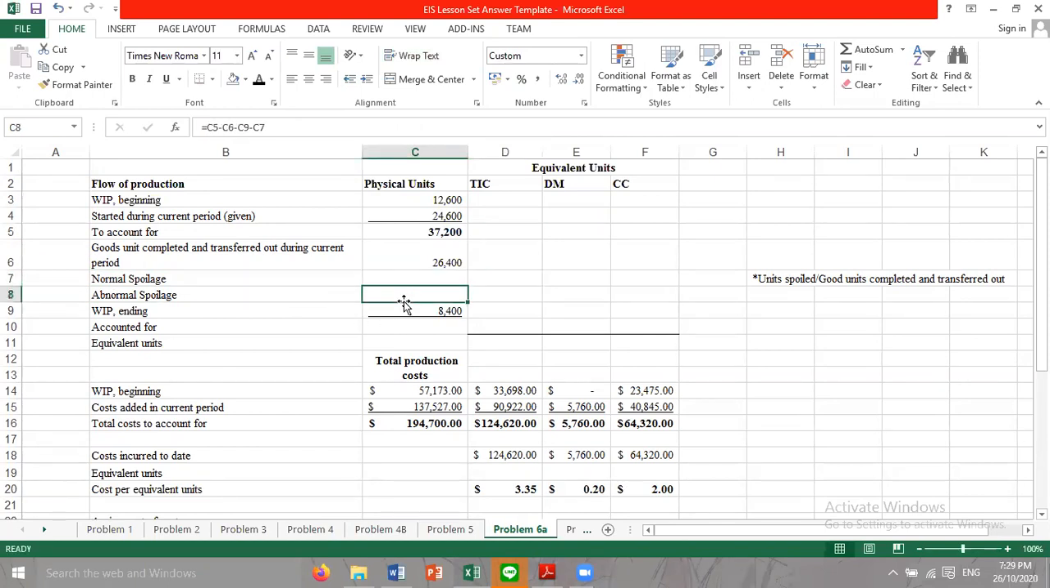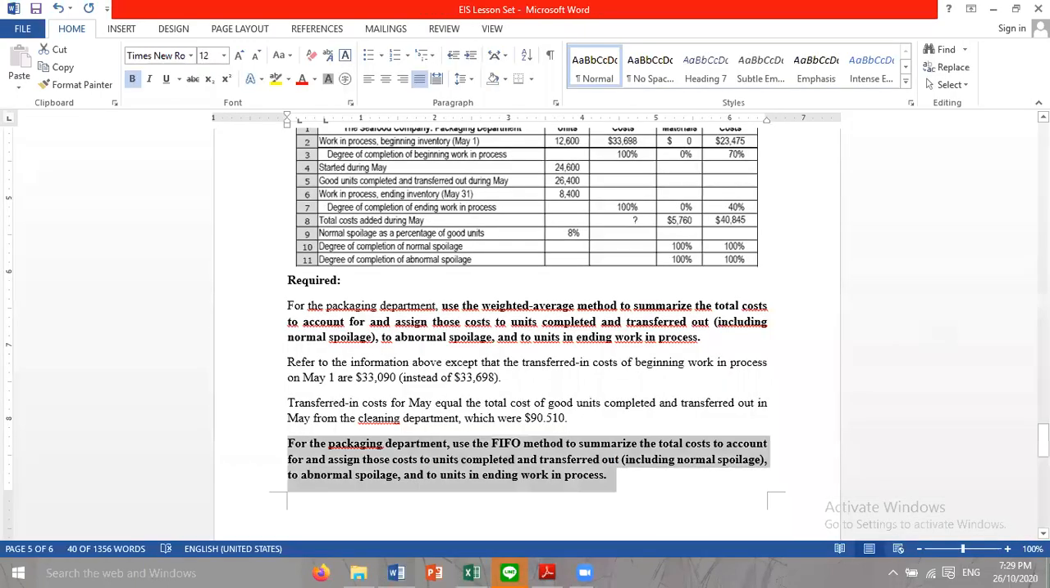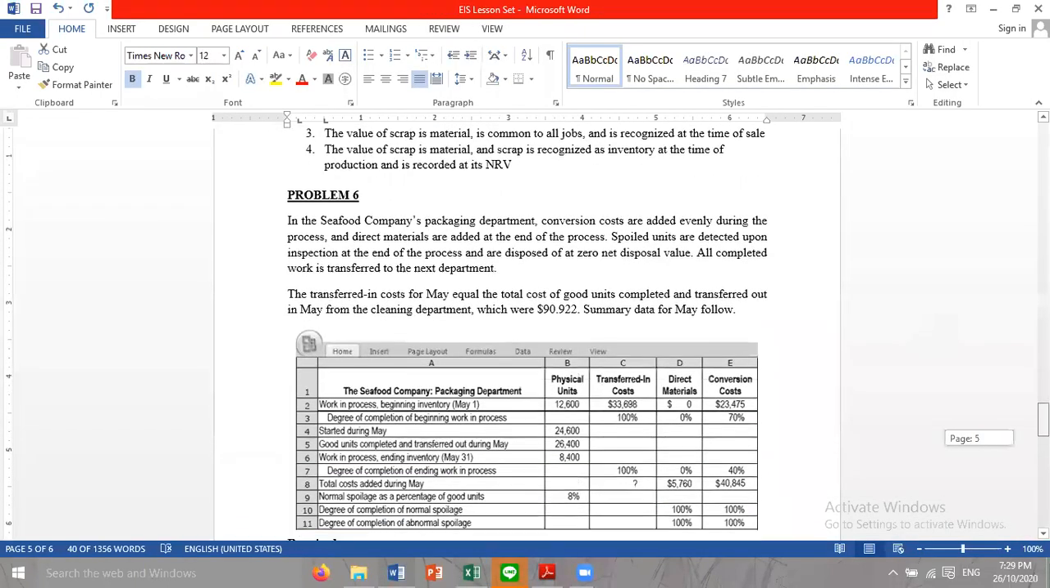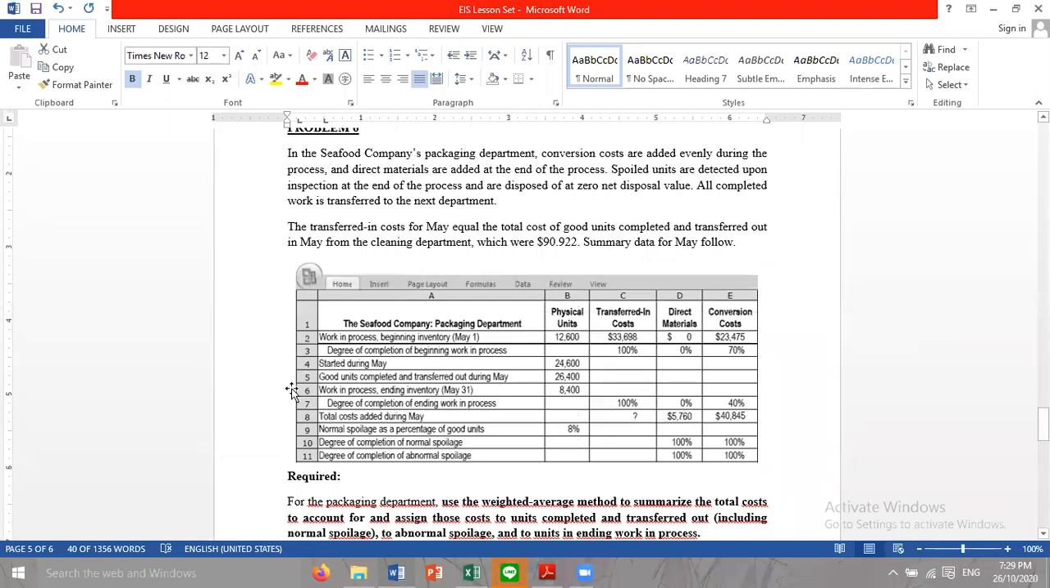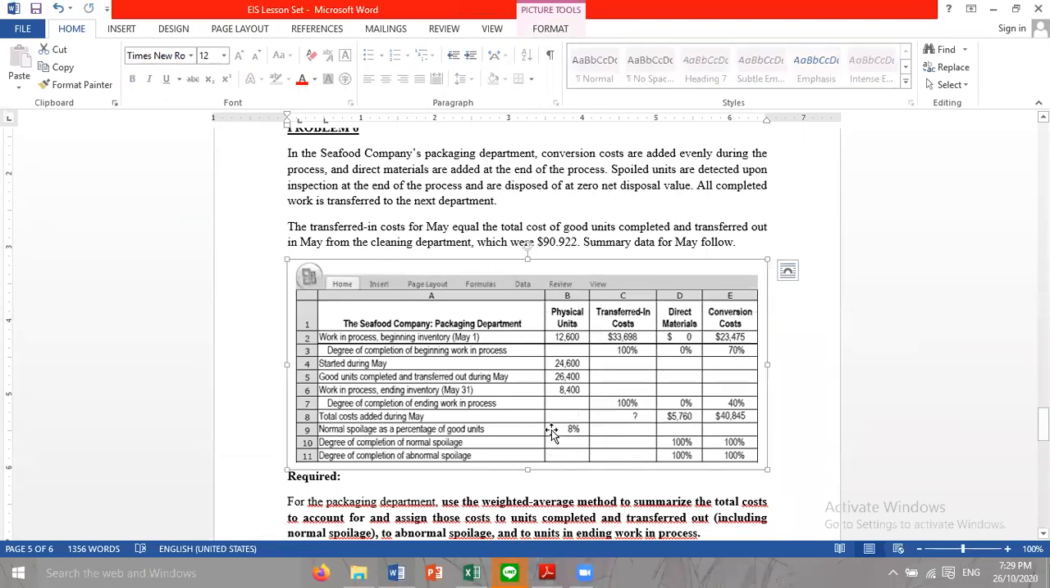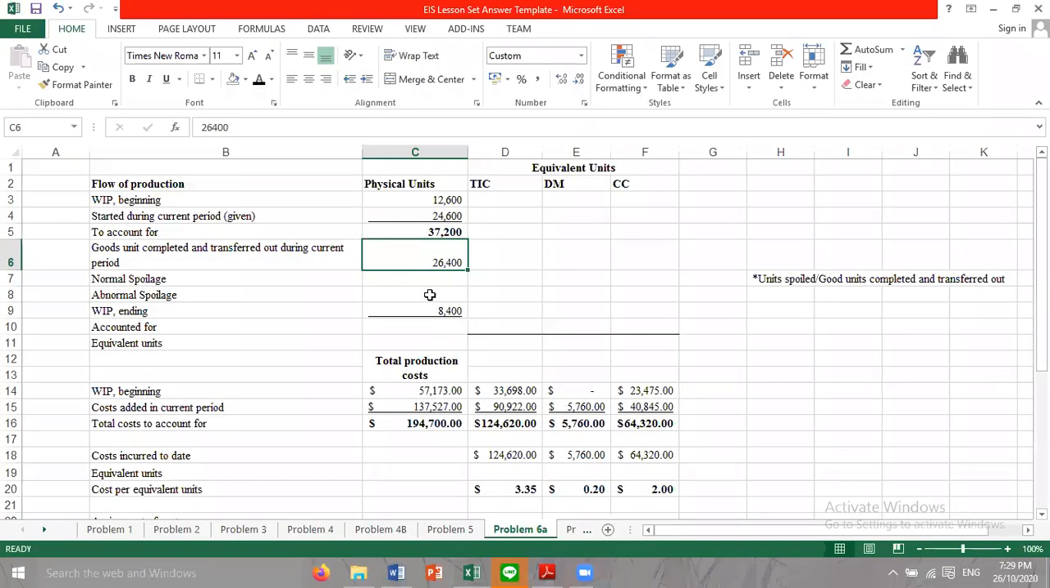Okay, so we already have WIP ending and we already have good units completed and transferred out. In the question, we are provided with the spoilage rate. Here, normal spoilage is a percentage of good units. So it is 8%. We know that 8% of the good units completed will be normal spoilage. So easy enough, 8% times 26,400. So we know we have 2,112 normal spoiled units.